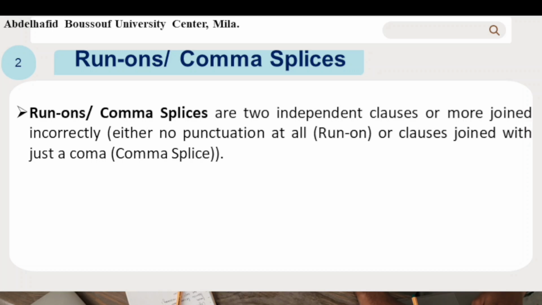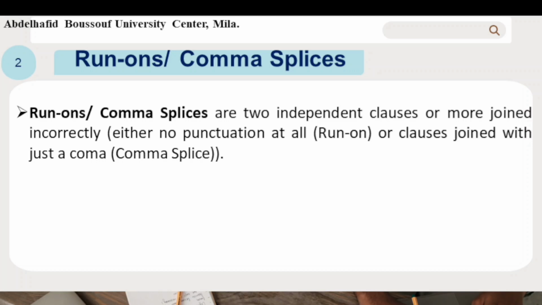run-ons or comma splices are two or more independent clauses joined incorrectly. When I say run-on, there is no punctuation at all. I need to put a comma or semicolon. We learned about punctuation in complex and compound sentences. It is very important. If you don't put the right punctuation, the sentence might carry a different meaning.